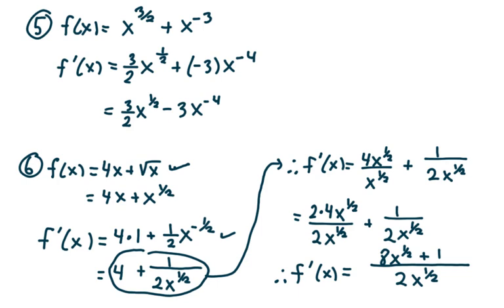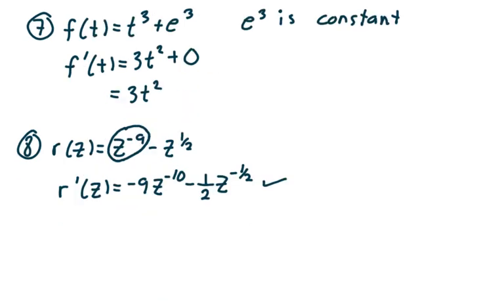So we have to get rid of negative exponents for number 6. But because the original function in number 8 has a negative exponent, then I would be okay with a negative exponent in the answer for the derivative. Okay, let's take a look at 9.